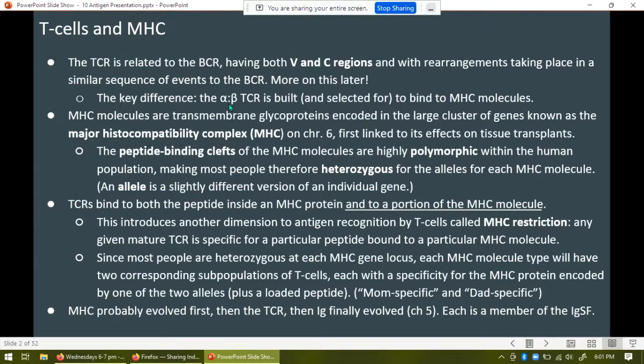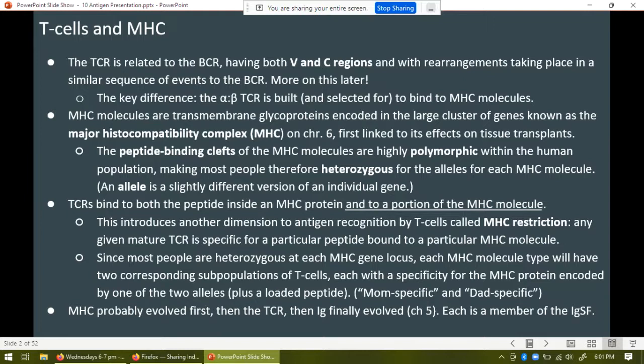But the key difference is that the T cell receptor, at least in the case of alpha beta T cells, which are your normal T cells, the T cell receptor is built and selected for so that it can bind to MHC molecules, MHC1 or MHC2. Now, MHC molecules, we've talked about them a good bit, and you at least got a little bit of a structural picture of what they look like. But maybe it's due time that we talk about what they actually are and where they originated and all that stuff.